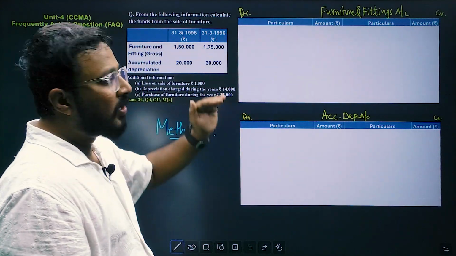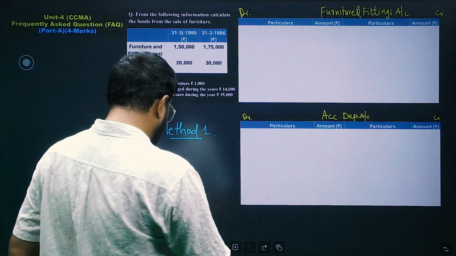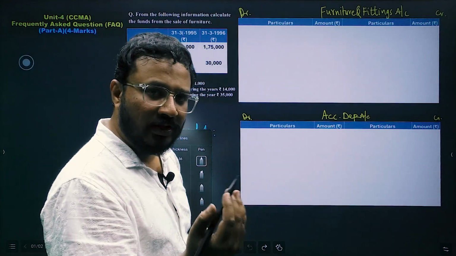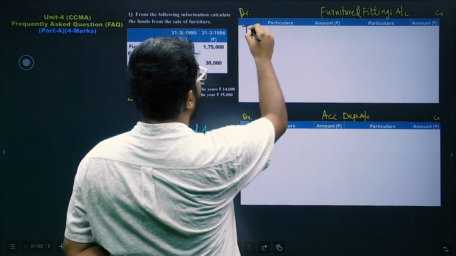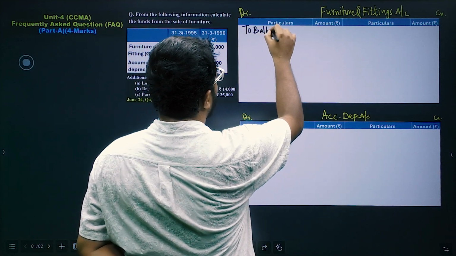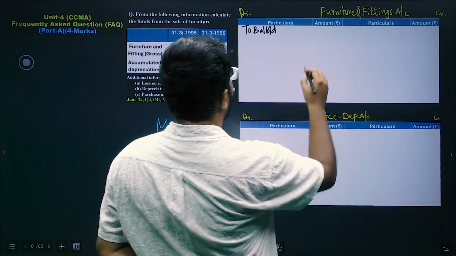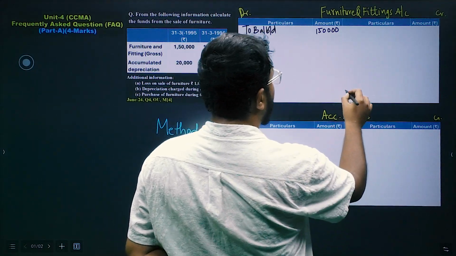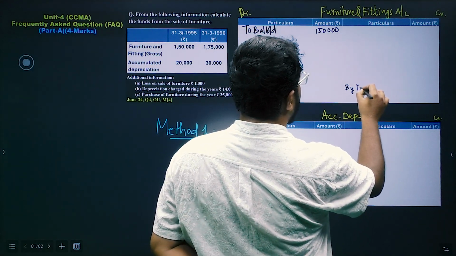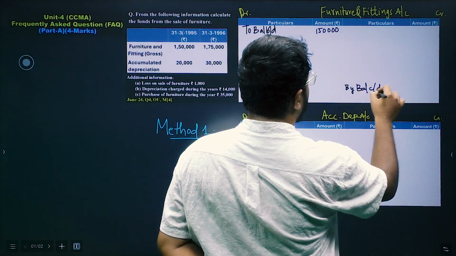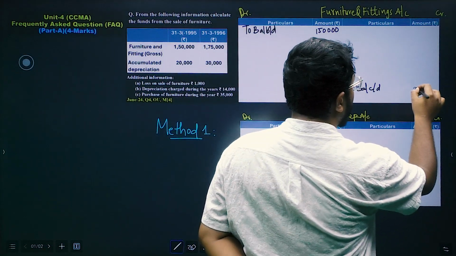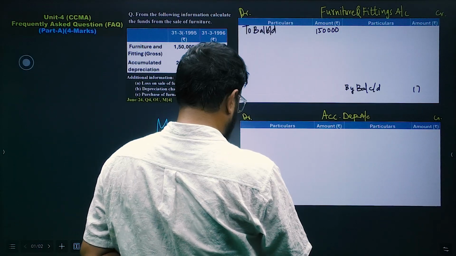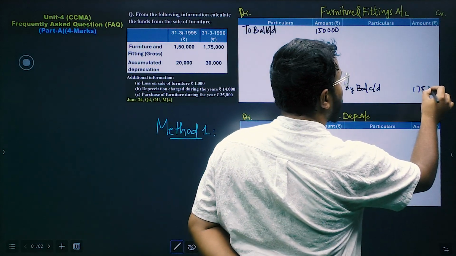So I have taken method 1 like this. Let's plot the opening and closing balances in the ledger accounts. Furniture and fittings is an asset. Asset will have a debit balance. So the opening balance I am writing as to balance brought down, 1,50,000 here. Closing balance I write here as by balance carried down, 1,75,000.